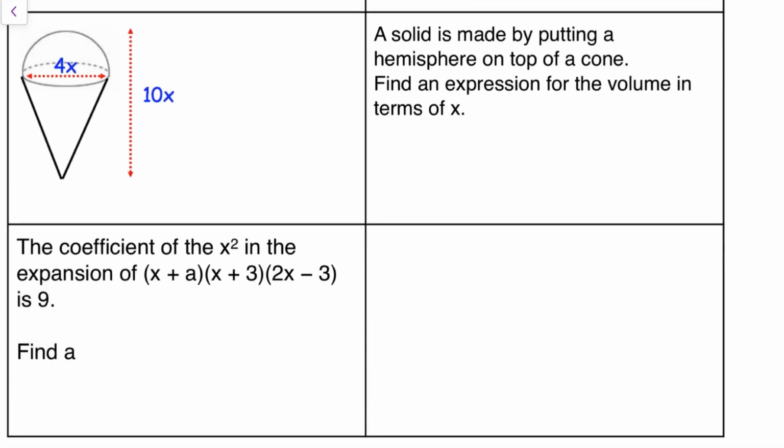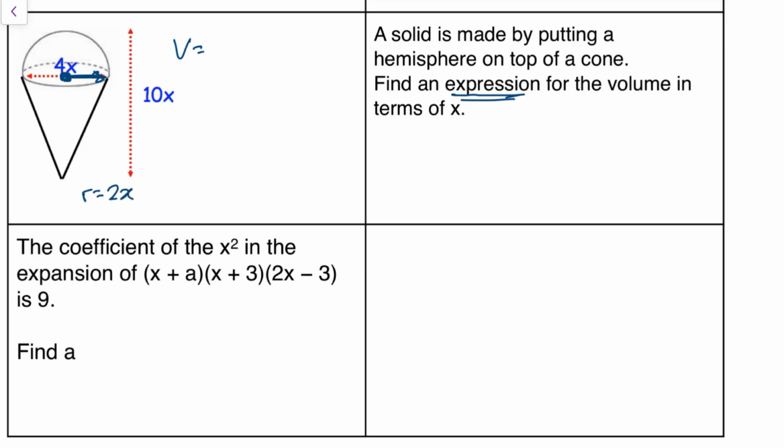Next question. A solid is made by putting a hemisphere on top of a cone. Find an expression, i.e. not an equation, for the volume. So my volume is equal to the hemisphere. Well, before I do that, first thing I always do is ask what is the radius? Because I need that. So the radius, write it down here, radius is 2x.